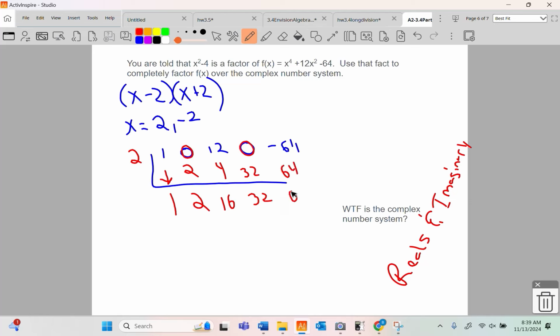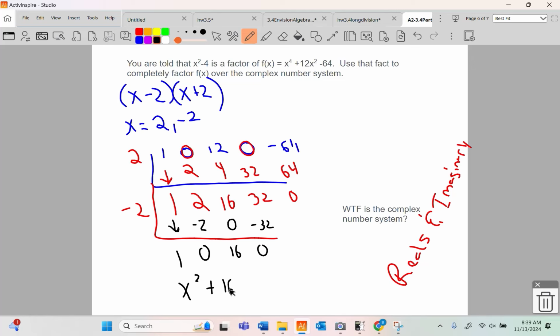And you add. Since you got a 0, can you do it again? Yeah. But this time, what are you going to use? -2, the other one. I'm low on time, that's why I'm doing it. -2 times 1 is -2. -2 and 2 is 0. -2 and 0 is 0. -2 and 16 is 16. -32. What are you left with? X squared plus what? 16. That doesn't necessarily factor, but you can set it equal to 0 and figure out what your x's are.